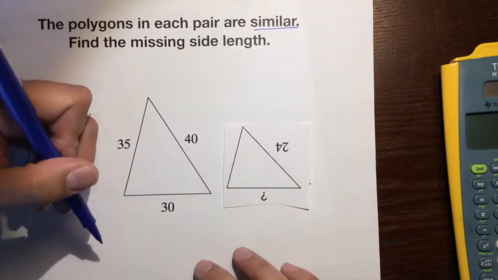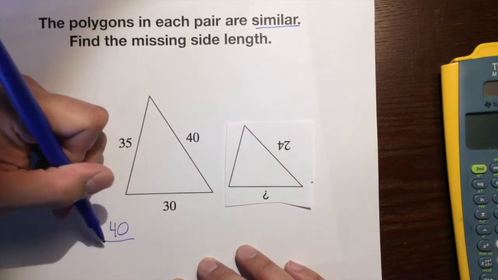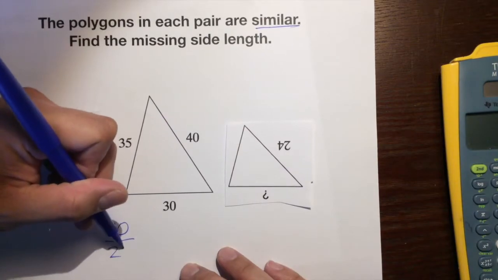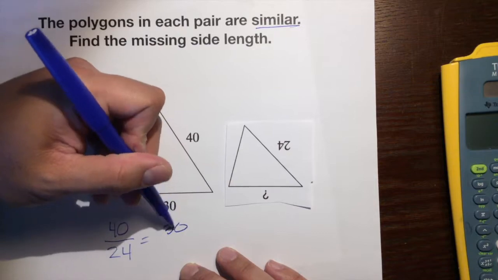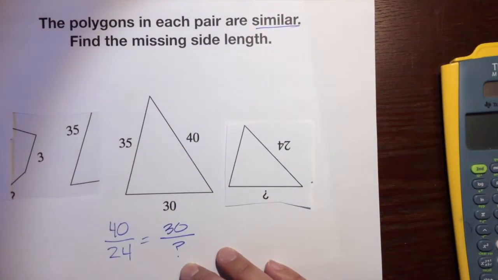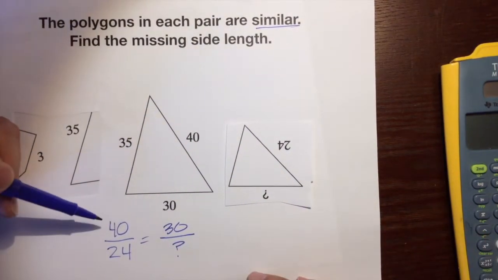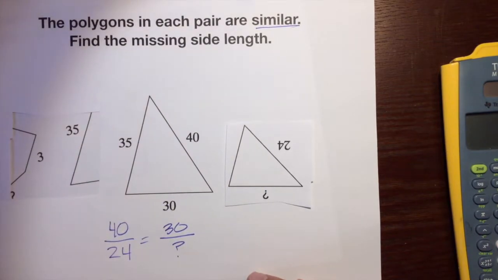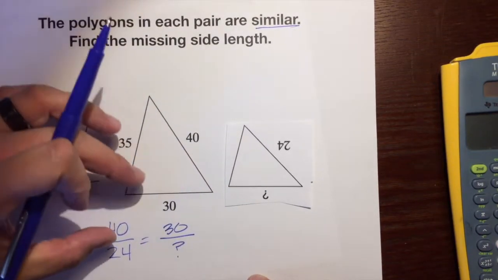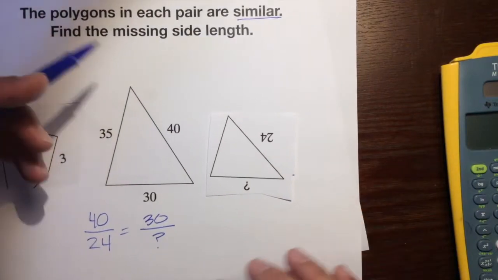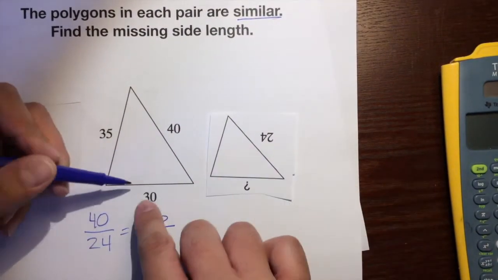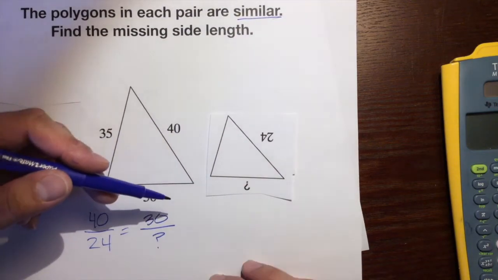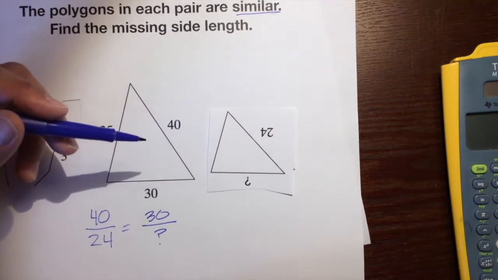So we're going to write 40 over 24 is equal to 30 over question mark. Okay, you could have written it as 24 over 40 is equal to question mark over 30. Just make sure you're consistent. This time we wrote the sides from the big triangle to the small triangle, big triangle to small triangle.